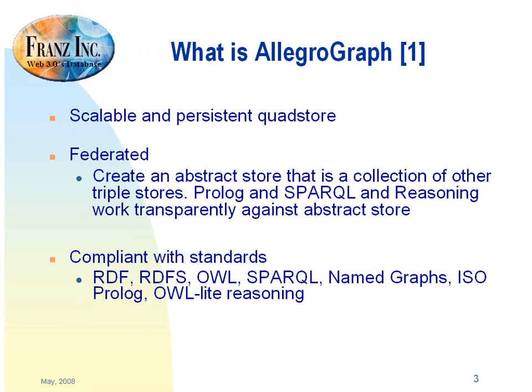Allegrograph is a scalable and persistent quad store. Up till now we called it a triple store, but like every triple store we do actually 4 elements per triple, so we better start calling it a quad store.